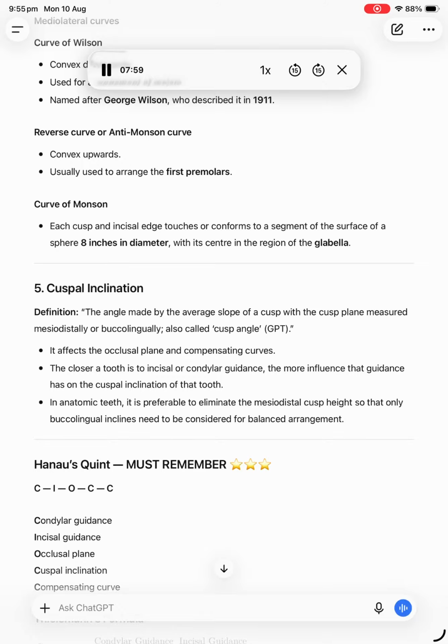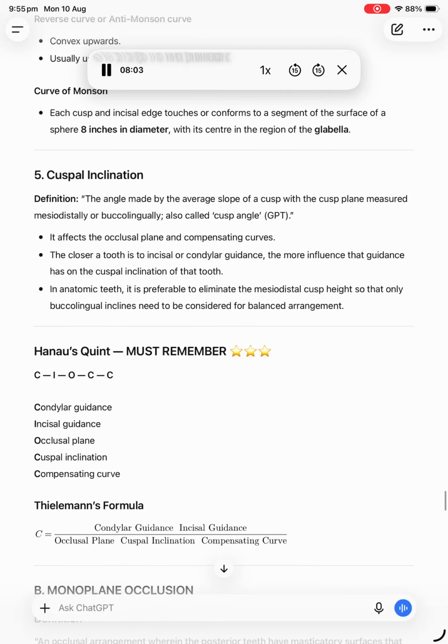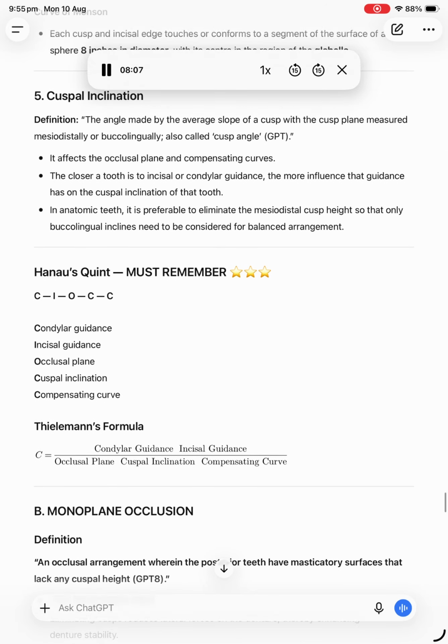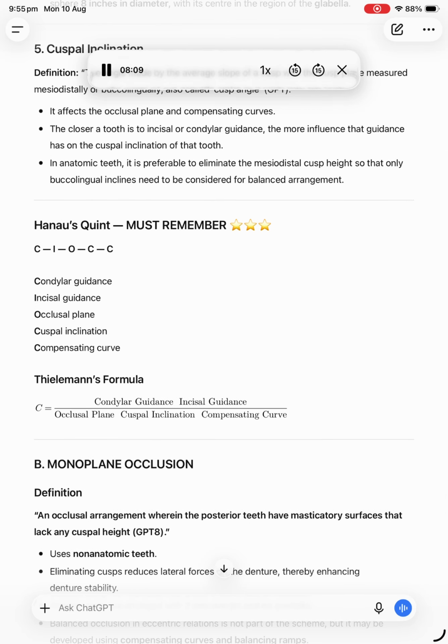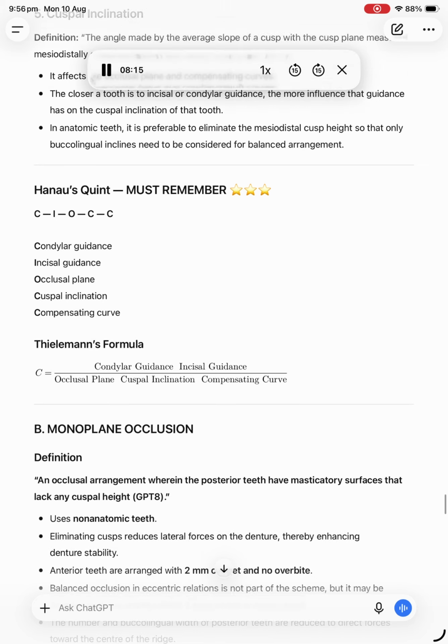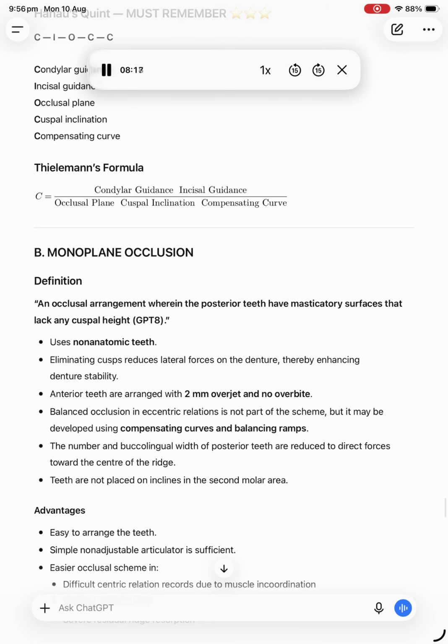Hanau's quint. Must remember C, IOCC. Condylar guidance. Incisal guidance. Occlusal plane. Cuspal inclination. Compensating curve. Thielemann's formula. Condylar guidance over incisal guidance equals occlusal plane times cuspal inclination times compensating curve.